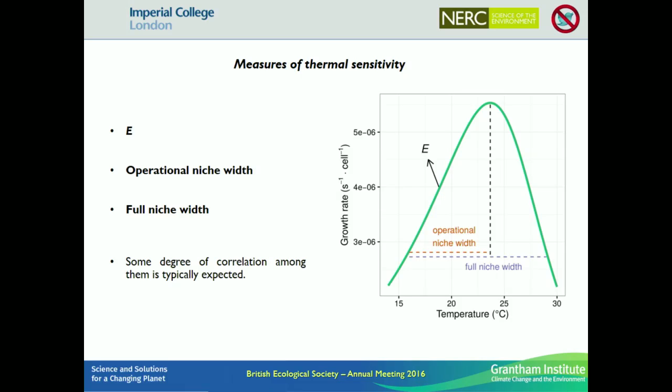To get accurate estimates of these three measures, we need different parts of the curve to be well sampled. For E, we need the rise of the curve to be well sampled. For the operational niche width, we need the rise and the peak. And for the full niche width, we need the whole curve to be well sampled. This is a problem because experimentalists typically measure the rise of the curves, sometimes also the peak, very rarely the fall. So for the rest of this talk, I will only focus on the first two measures of thermal sensitivity.